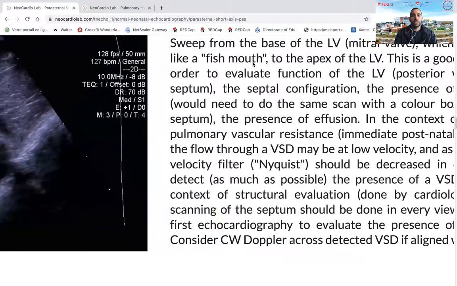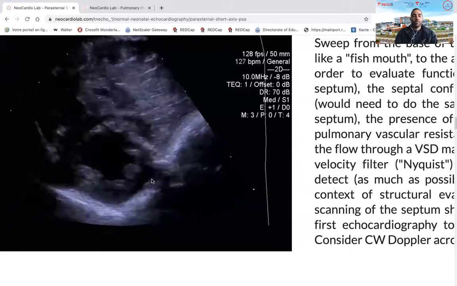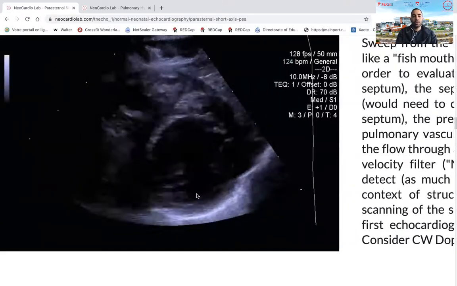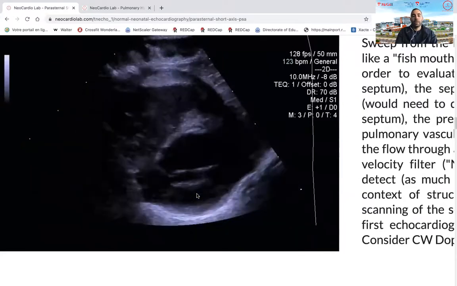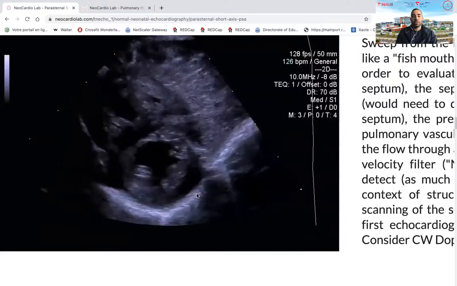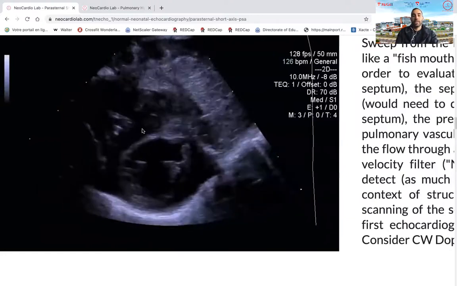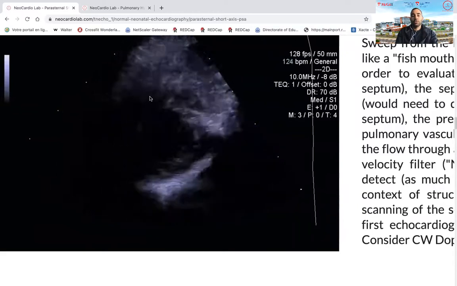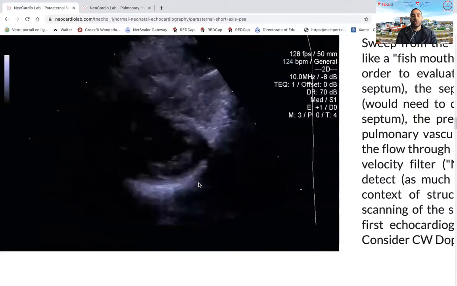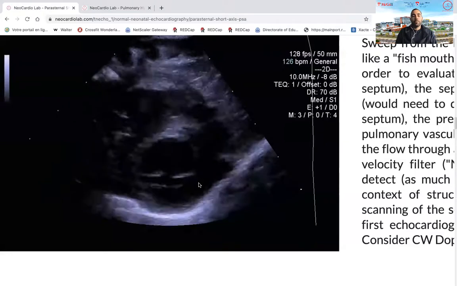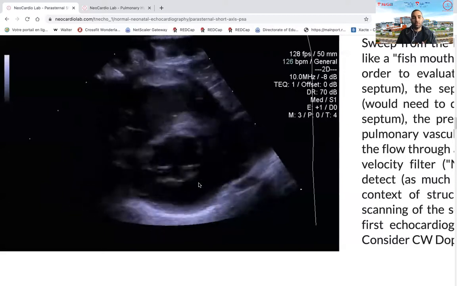So we talk about the sweep, looking initially at the fish mouth and then eventually coming to your apex. When you're obtaining this view, the idea is that you don't want to cut the ventricles in an angle that gives you a perception of a flat septum. So when you look at the interaction between the RV and the LV, the septal curvature will give you a sense of the pressures on both sides of this wall. And obviously, looking at the phase of systole and diastole will give you completely different information.